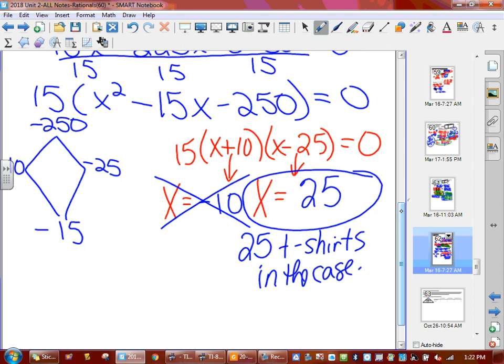The next question, they're going to give you the problem-solving situation. They're going to give you everything set up, including the equation. So you're not going to have to figure out how to do the equation. They're going to give it to you.